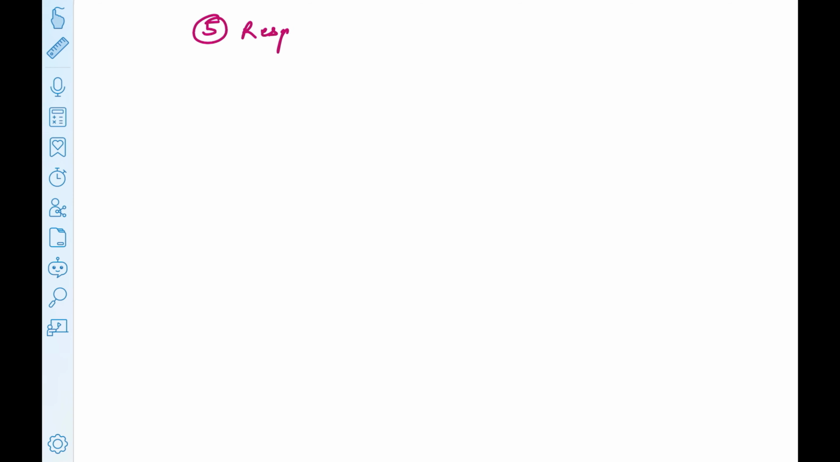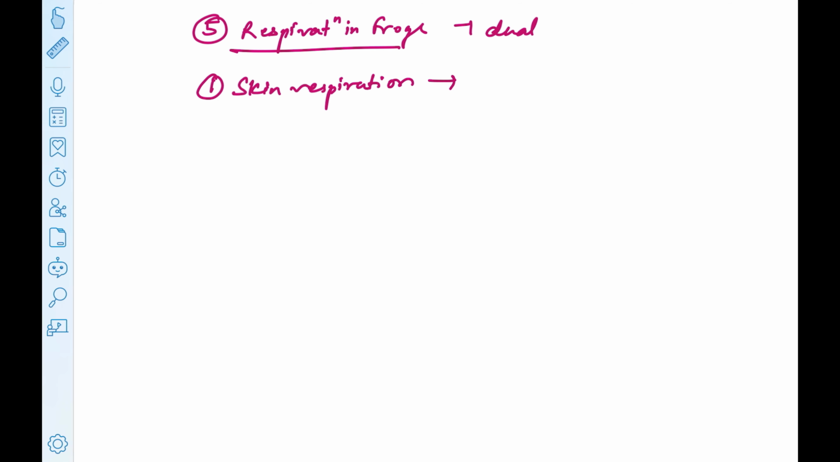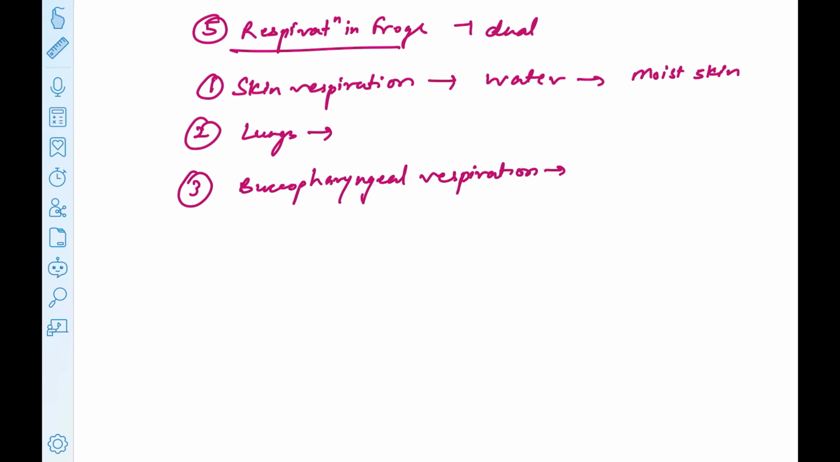Now let's talk about respiration in frogs. Frogs show a dual mode of respiration. First, they have skin respiration, which is known as cutaneous respiration. When frogs are in water, they use their moist skin for gas exchange. And when they are on land, they use lungs, and they also have buccopharyngeal respiration. This means that sometimes respiration also takes place through the lining of the mouth cavity.